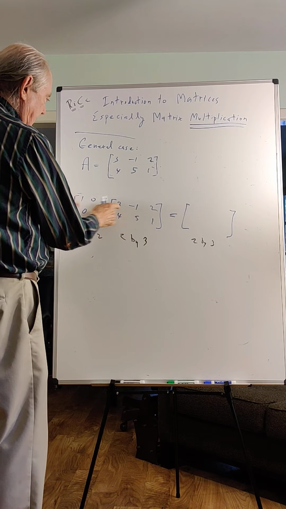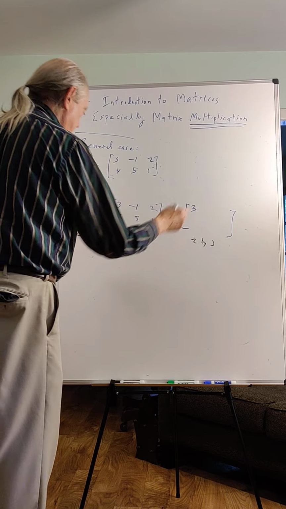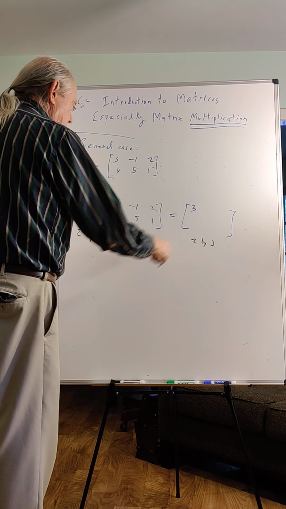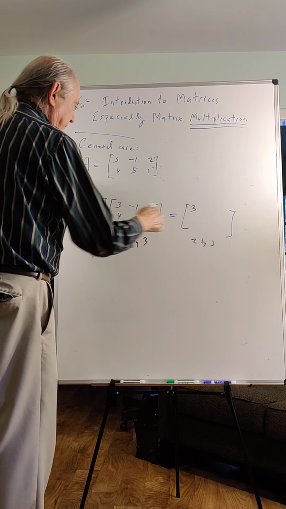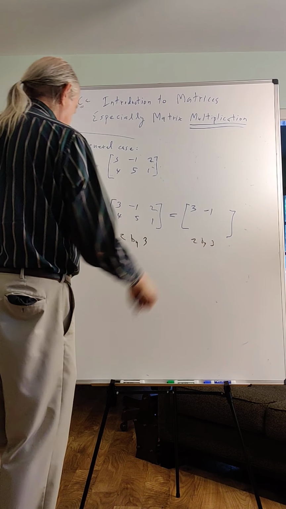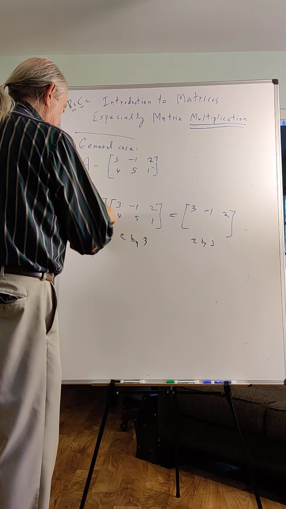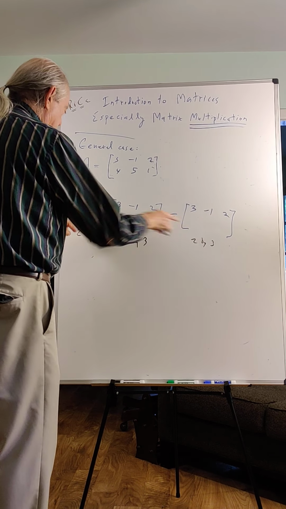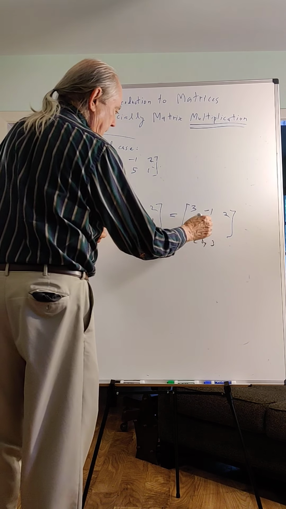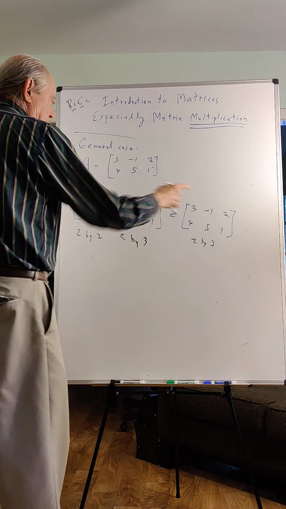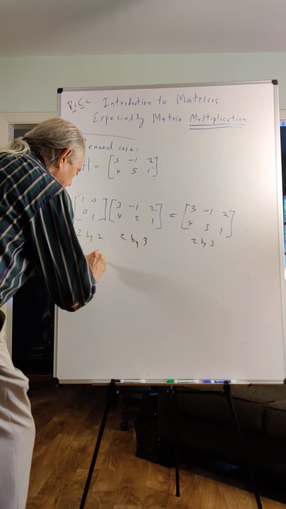Upper left, 3 plus 0. Upper middle, so it's -1 plus 0. Upper right, 2 plus 0. Lower left, lower row, left column, 0 plus 4. So you see what's happening. This matrix is the same as this one. And if you do it on the other side, you need I3.